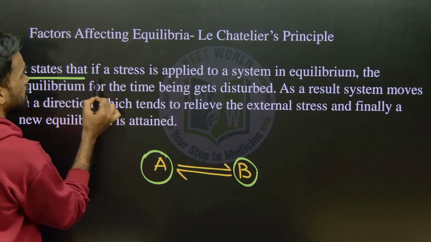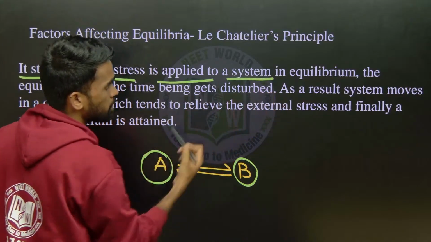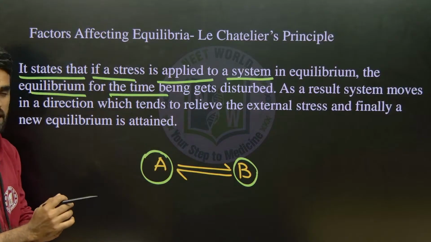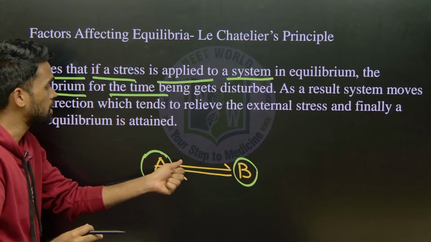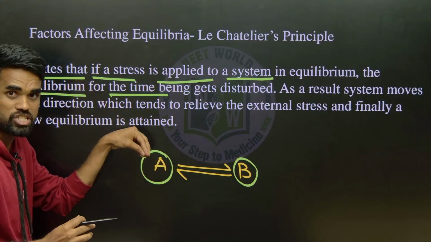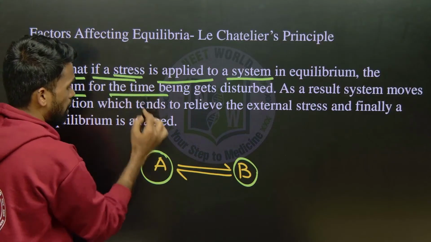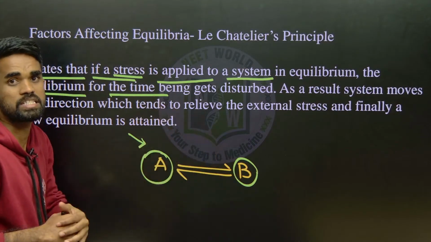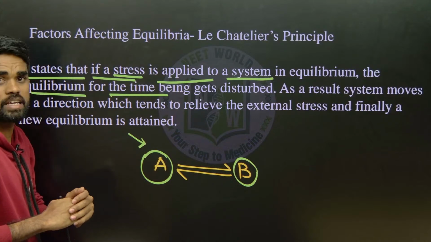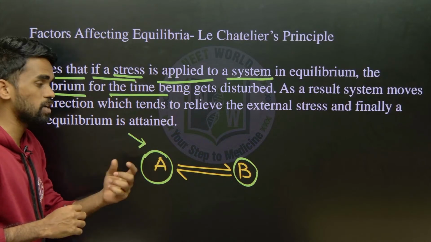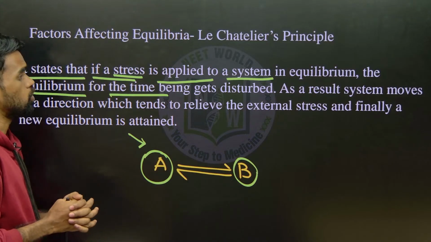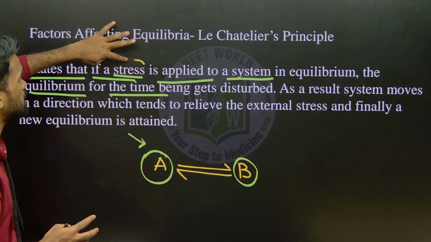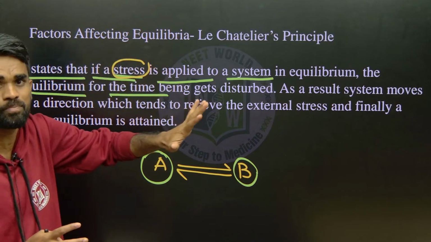It states that if a stress is applied to a system in equilibrium, then the equilibrium for the time being gets disturbed. Here stress indicates a change in concentration of reactants or products, or it can be pressure in the case of gaseous reactants and products, or volume, or addition of any inert gas, or a change in temperature. Stress may be concentration, temperature, pressure, or volume.